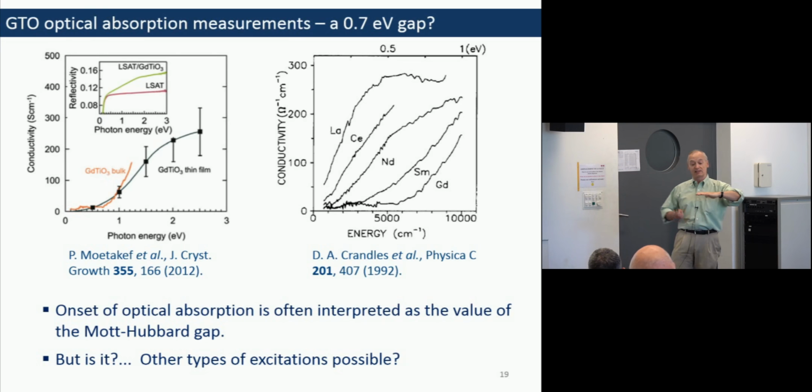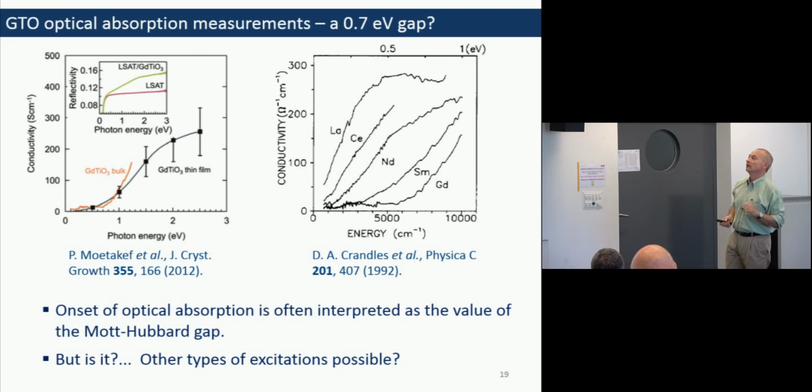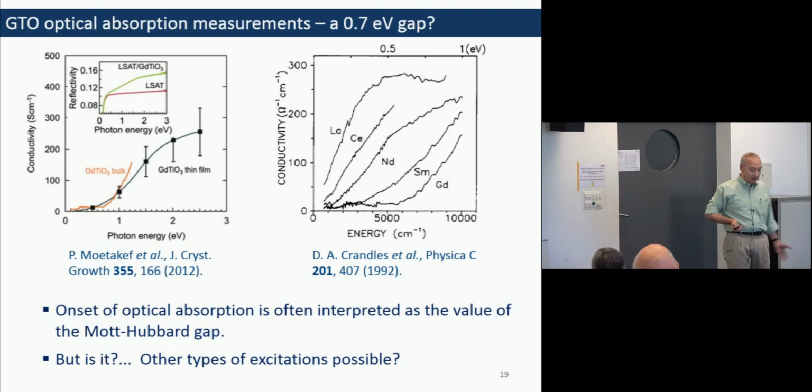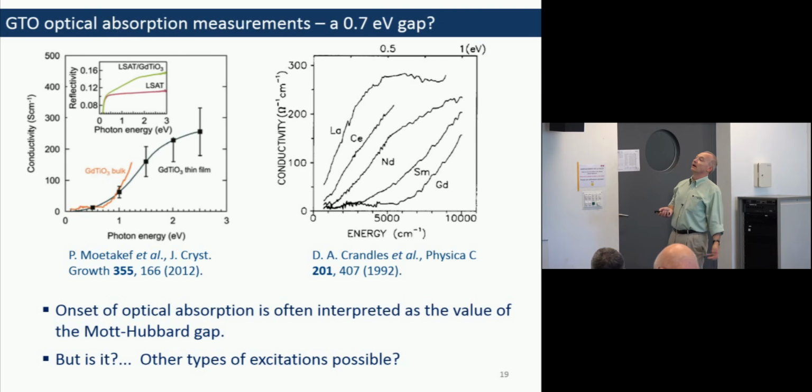Okay? It's interpreted as the energy that you need for a photon to be able to excite an electron out of this lower Hubbard band into the upper Hubbard band. Okay. So in the community, it seems very well accepted that this is a measurement of the Mott-Hubbard gap, which would be very, very different from what we calculated or what was measured by photoluminescence. So we started thinking about where that discrepancy comes from, right? What is it actually that is being measured in this optical absorption experiment?